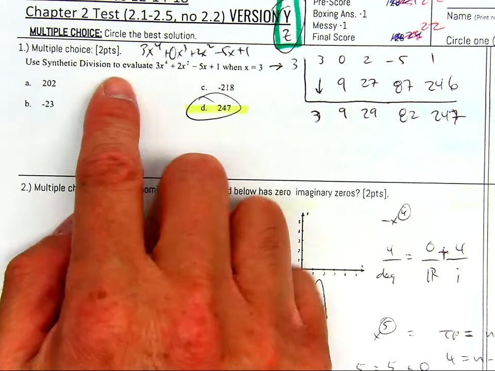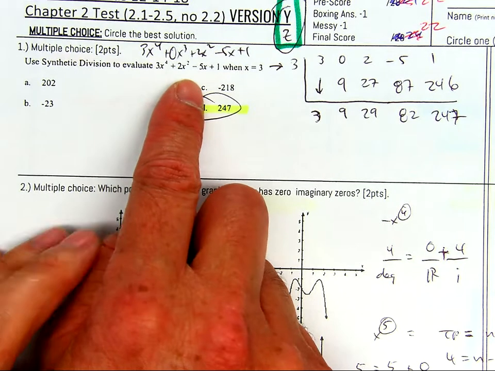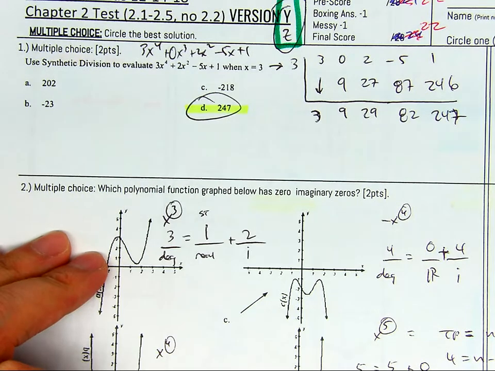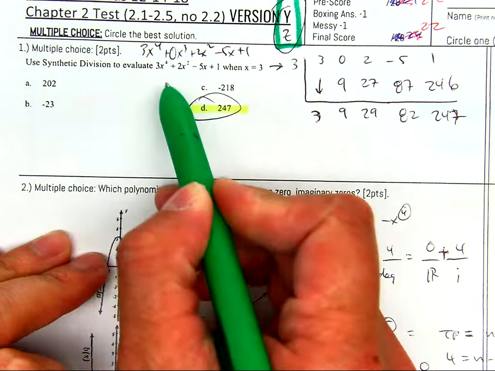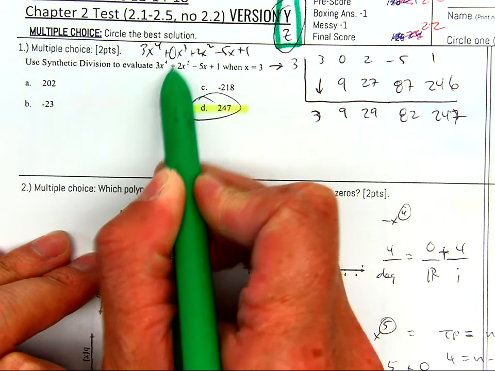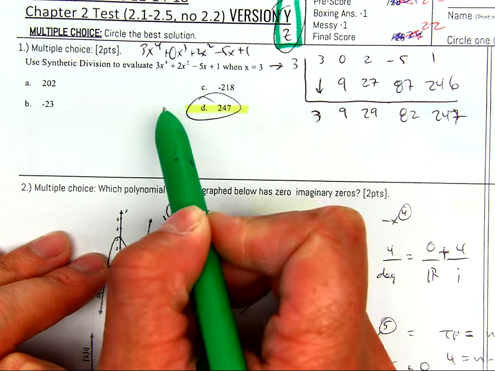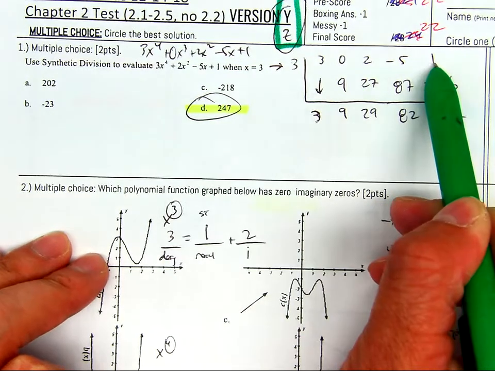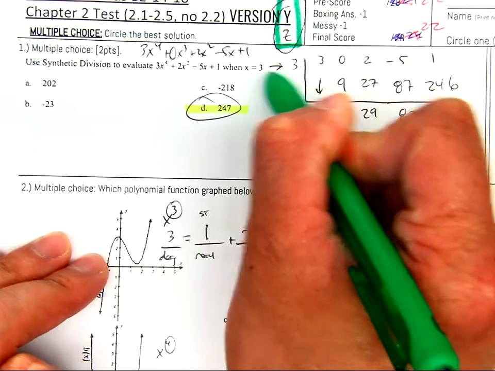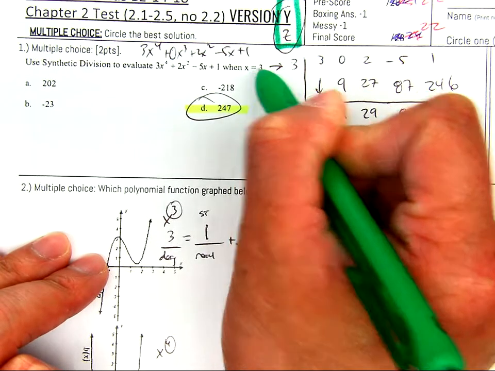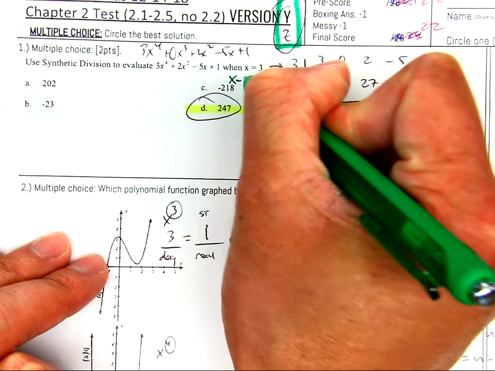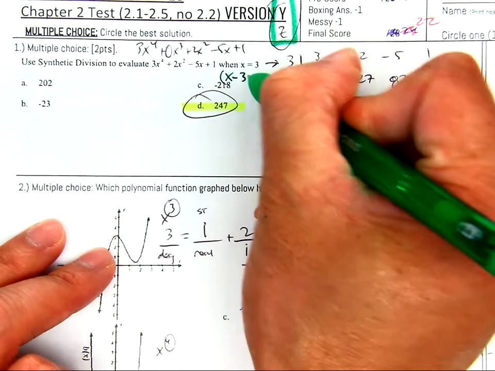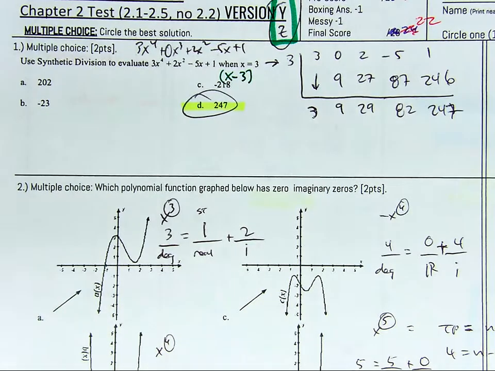Use synthetic division to evaluate 3x to the fourth plus 2x squared minus 5x plus 1 when x is equal to 3. So to use synthetic division, I'm going to have to use a placeholder. It's missing a cubic. So that would be 3, 0, 2, negative 5, and 1. X is equal to 3 there. Again, if this was in the parentheses, it might look like x minus 3. Remember, x minus 3 in the parentheses is the same thing as x equals 3.